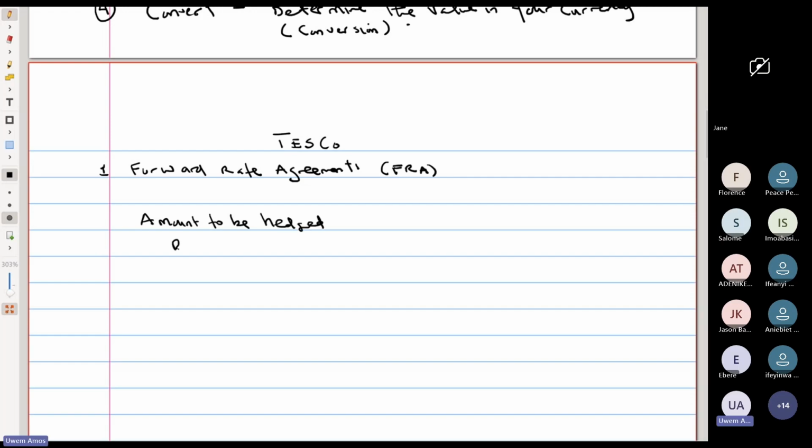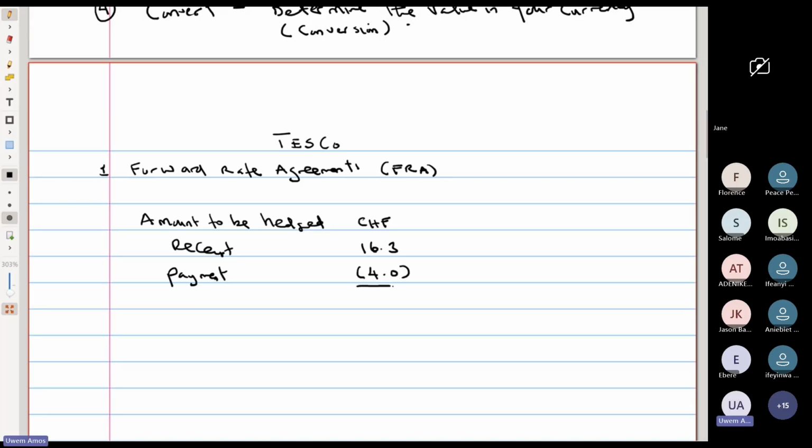So you're expecting a receipt of 16.3 Swiss francs. But at the same time, you have a payment of 4.0.